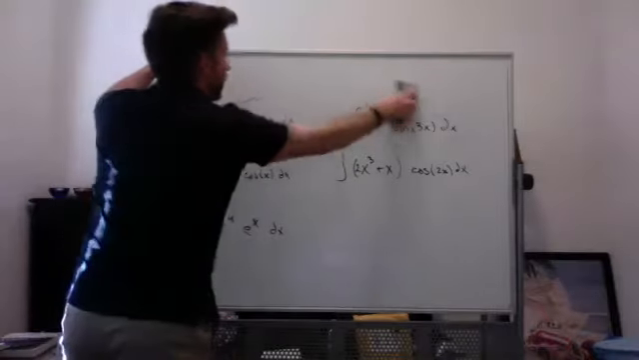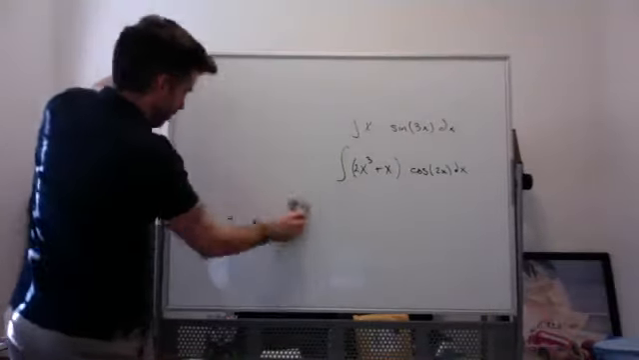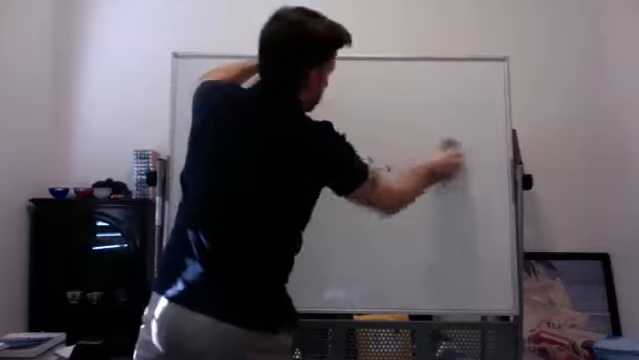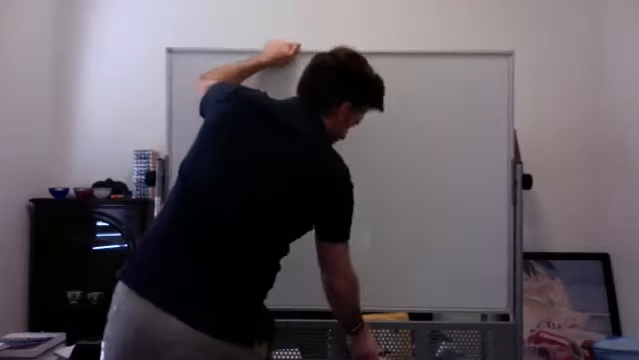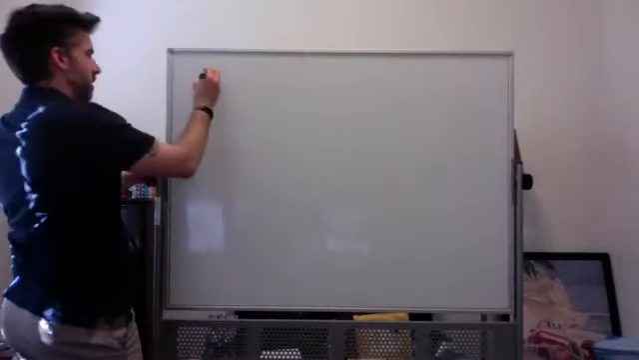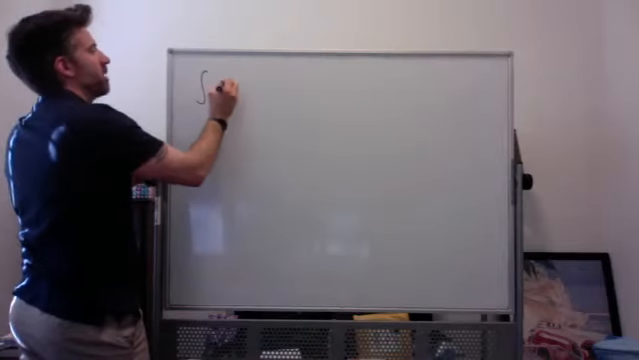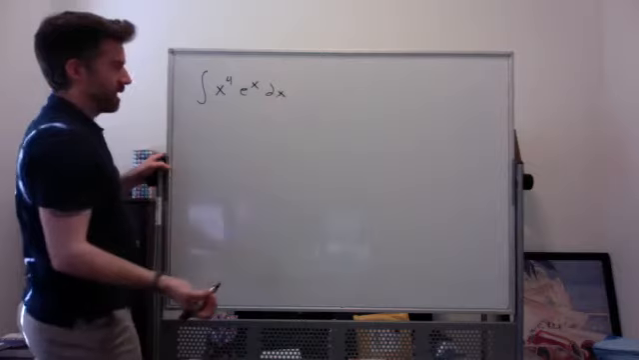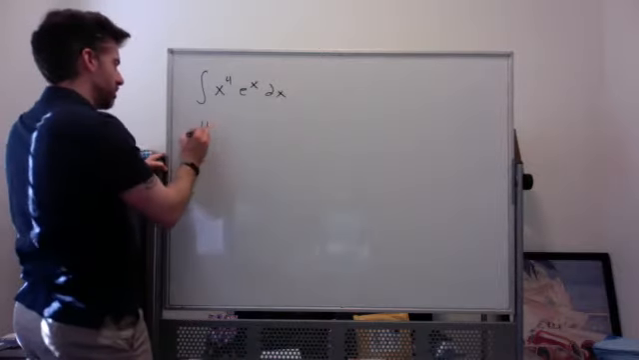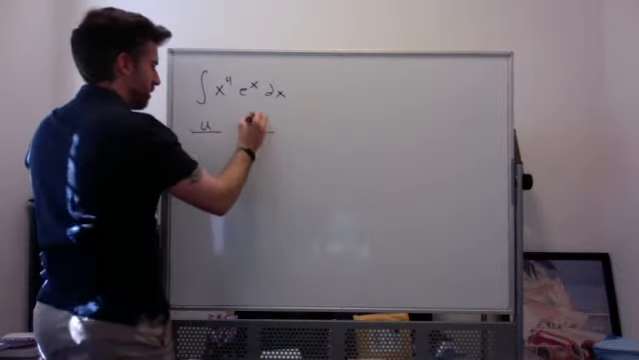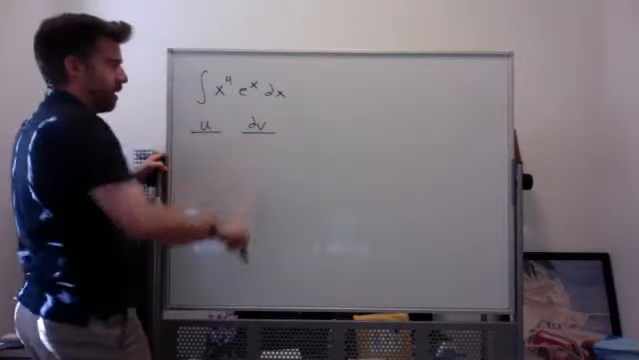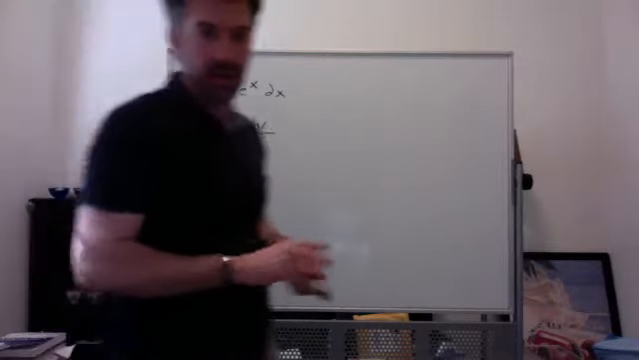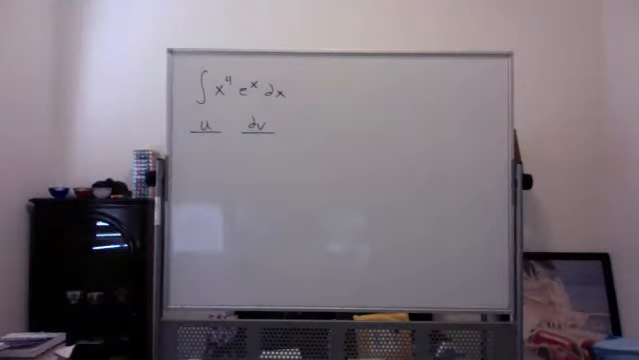So why don't you guys try doing this next one on your own? I want you all to use the tabular method to integrate. I'm going to give you a somewhat easy one, I think. x to the 4th e to the x dx. So make your u column, make your dv column, and then do that. And I'm going to go grab my water. You guys should do this one. It shouldn't be too bad.